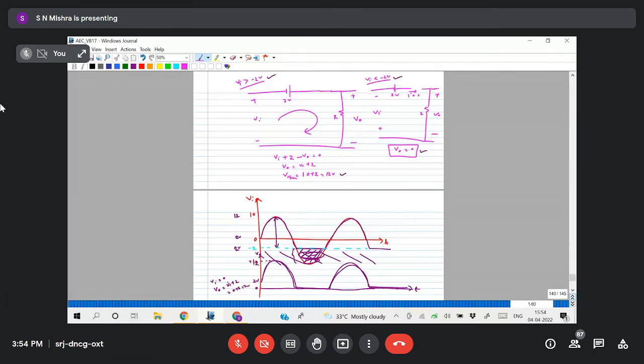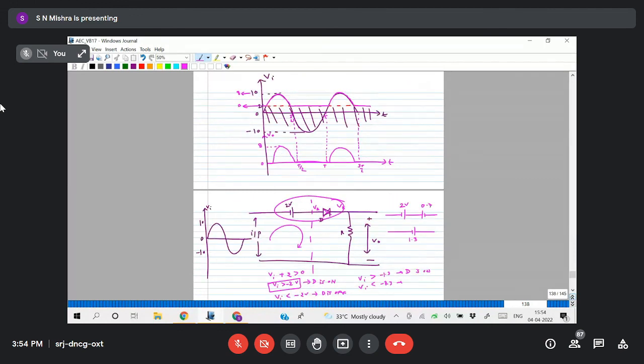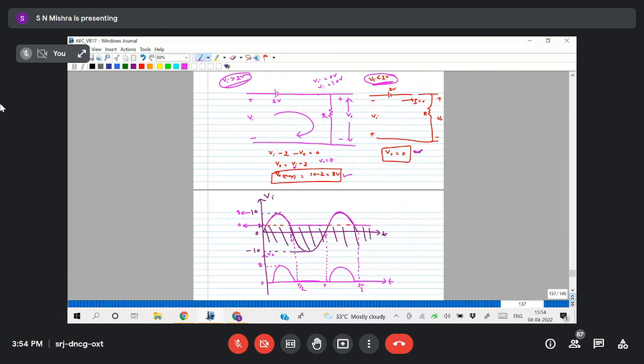Will the clipper be clear now, any more doubts? I'll give some assignment questions. We'll practice that one. We have completed clamper, clipper, diode, everything. So next class, Tuesday, Wednesday, 2 classes, we will discuss transistor. Okay, we'll start the transistor topic from the next class, and we'll take a test as I told you.